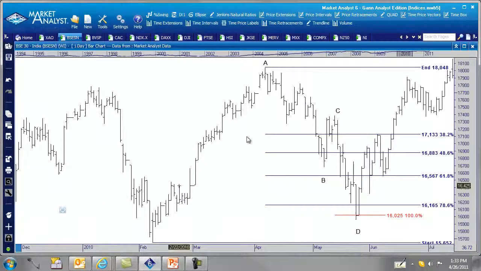Once we have made our end of wave C, or our D projection at the red line here, we've got to see where that lands in relation to our Fibonacci retracements. So we look at our retracements here based on our Kepler triangle: 38.2, 48.6, 61.8, and 78.6. We also have 100% down here.